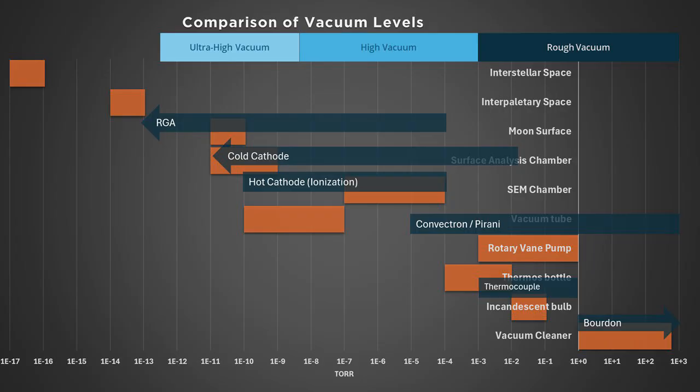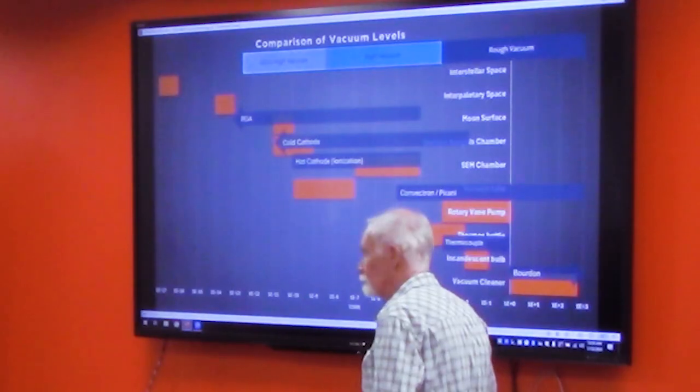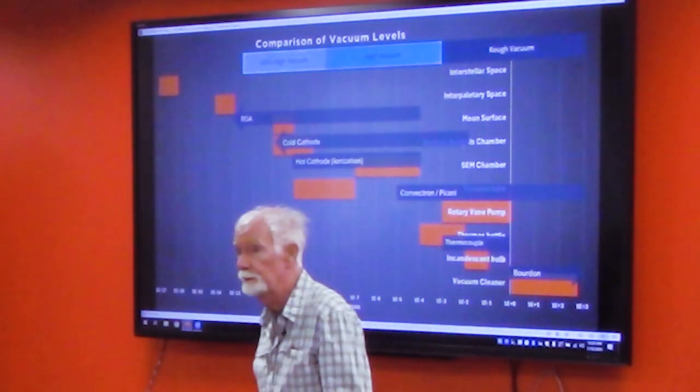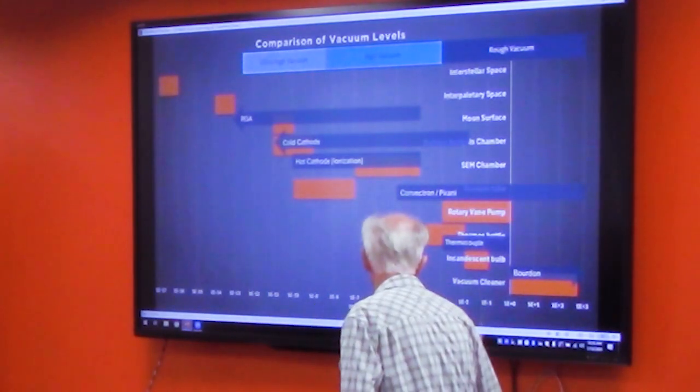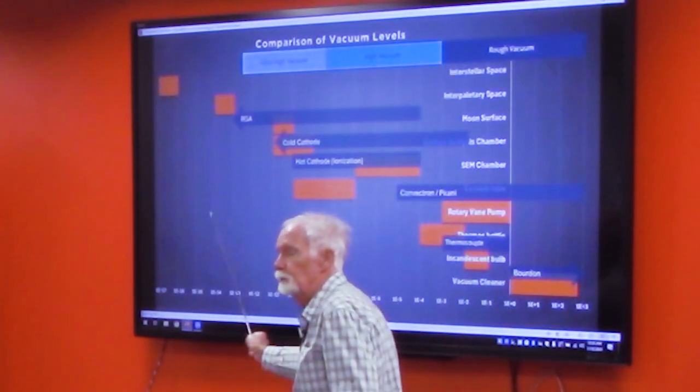It's also used for doing very high pressures. Thermocouple, convectron or Pirani gauge, cold cathode gauge, RGA. Same problem with the pumps. One measurement device doesn't cover everything. So you'll need something to measure your rough vacuum and something to measure your high vacuum.